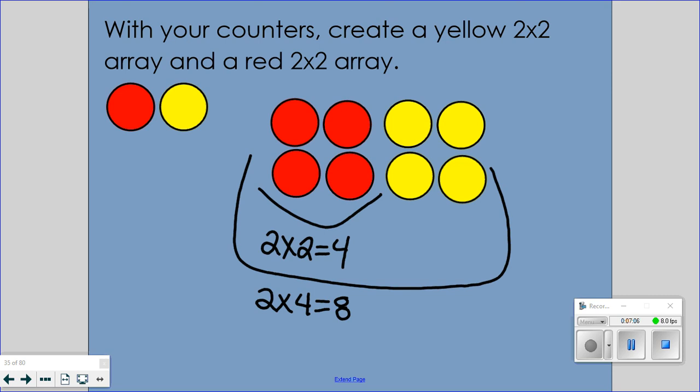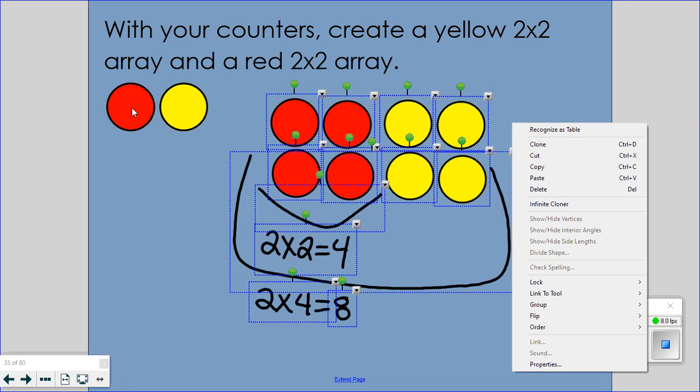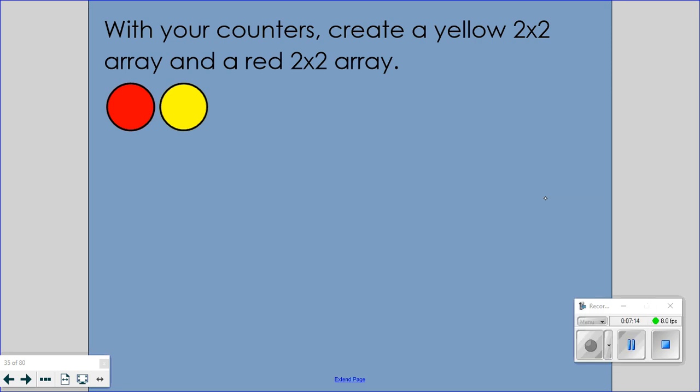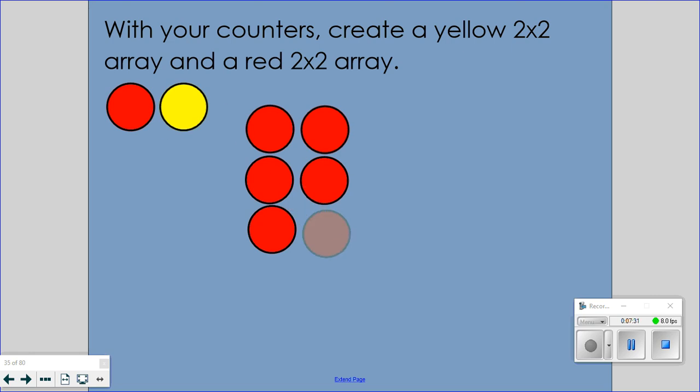I'm going to erase this. Let's try another one. First color. Let's do 2 groups of 3. Yes. Just your first color.